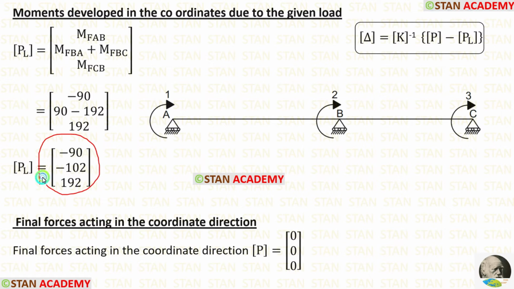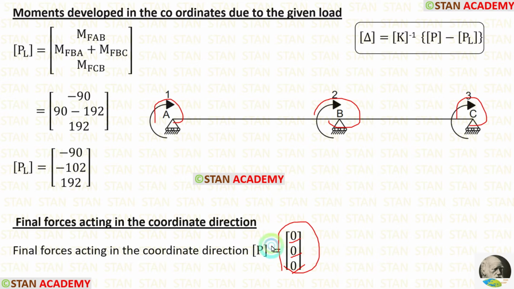The size of the PL matrix will be according to the number of coordinates. Here we are having 3 coordinates. So here we are having 3 values. Now let us calculate the P matrix. If in the beam there is overhanging, there will be value in the P matrix. Otherwise, we can simply enter 0, 0, 0 for the 3 coordinates. Since we are having 3 coordinates, there will be 3 values for P matrix. All the values are 0 since we are not having any overhanging in the given beam.